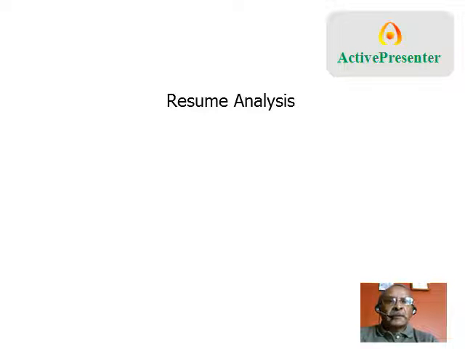So similarly, resume analysis follows the same pattern where you as a recruiter have to understand the resume, have to analyze the resume, not just read it out, and then decide whether this candidate would fit a particular requirement or other requirements or not. So this is what we're going to see in this entire section: the why, what, and how of resume analysis.